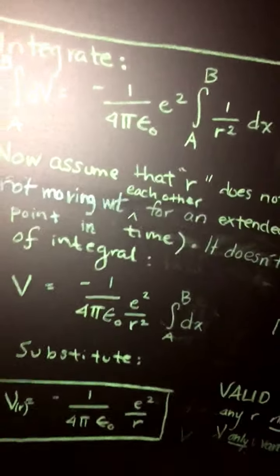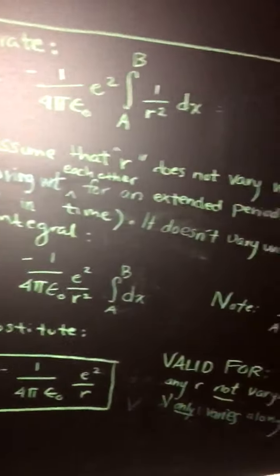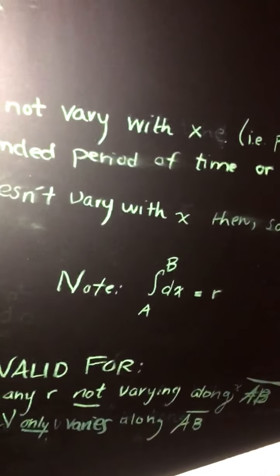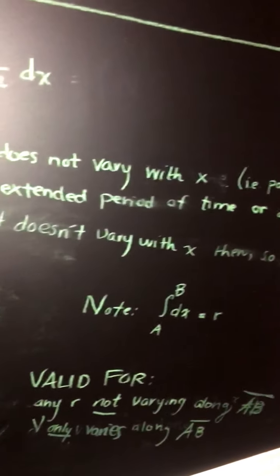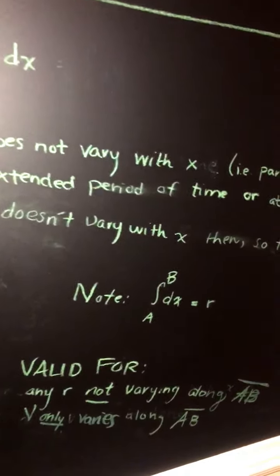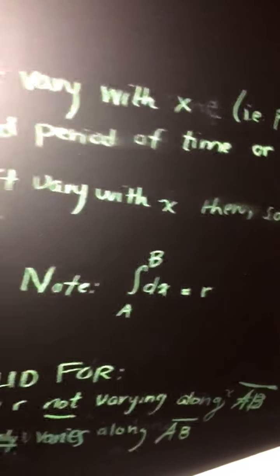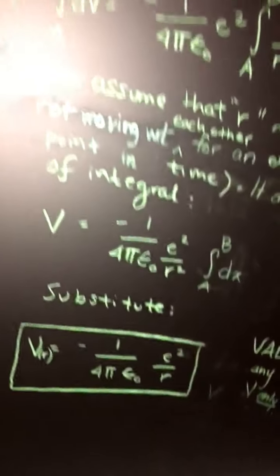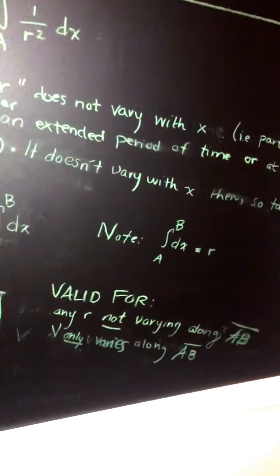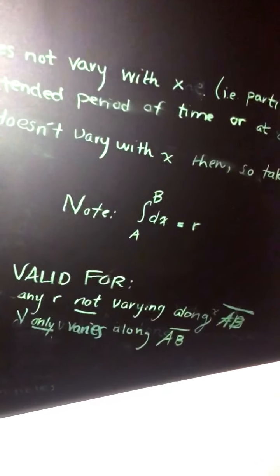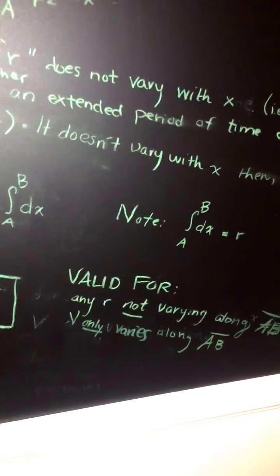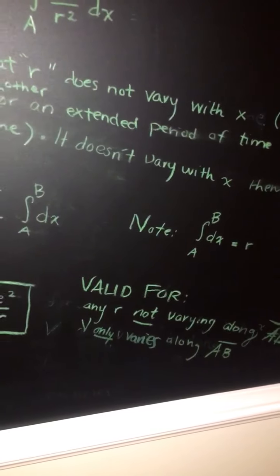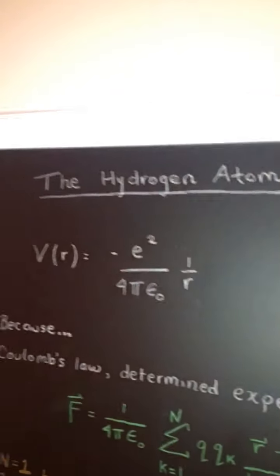And get this quantity here for the potential. And note that this is just r because the sum of all the infinitesimal quantities from a to b is just a finite quantity r. And finally, for substituting, we get this quantity, which is valid for any r not varying along AB, and V only varies along AB. So yeah, that's how you get this expression.